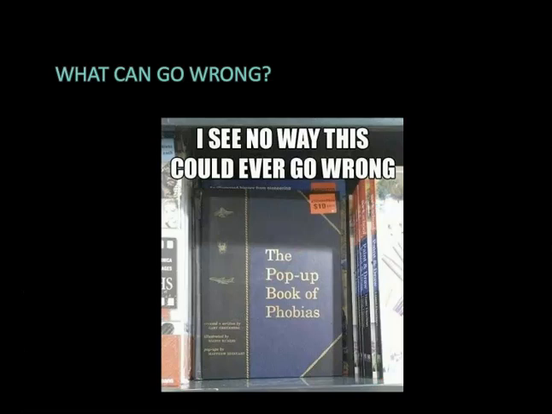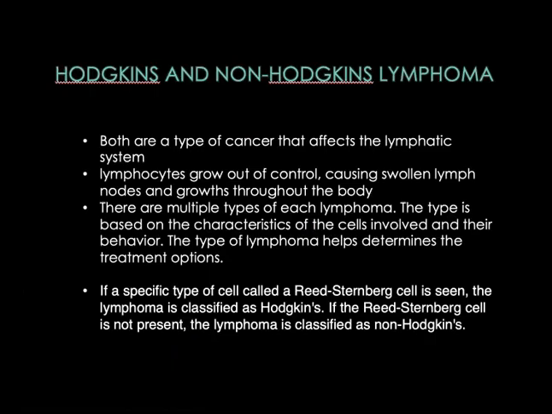Okay, so what can go wrong? We may have heard of Hodgkin's and non-Hodgkin's lymphoma. Both are cancers of the lymphatic system. The cells are growing out of control, causing swollen lymph nodes and growth throughout the body. There are multiple types of each lymphoma. It just depends on the characteristics of the cells and their behavior.